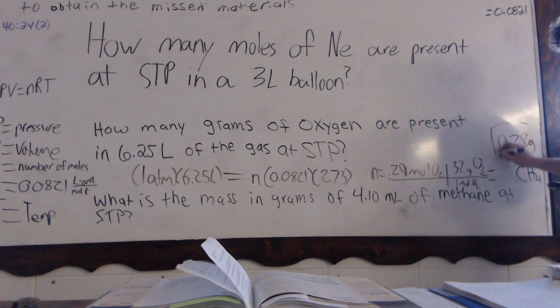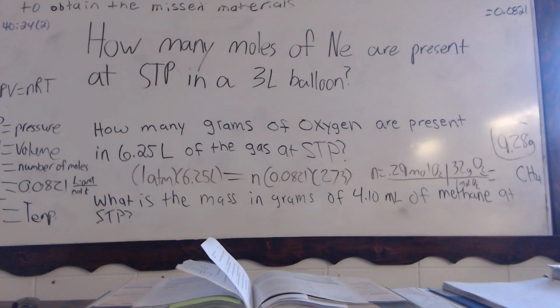To get from milliliters to liters, don't you divide by 1,000? Multiply. No, you divide. Liters are bigger, so it's gonna be a smaller number, so you're gonna divide.